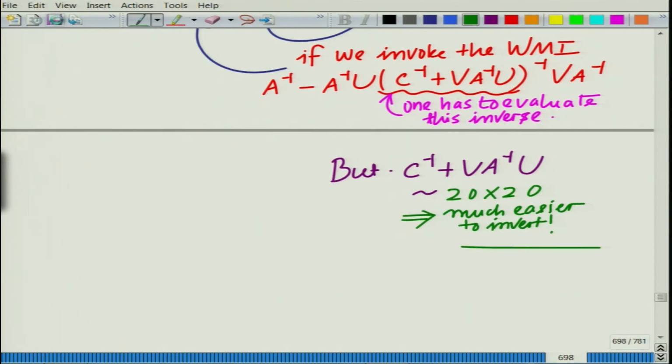That is the point. So C inverse plus V inverse U is 20 cross 20, which is much lower than the 500 cross 500 matrix that we had initially. So this is much easier to invert. Therefore, the Woodbury matrix identity (WMI) can significantly simplify matrix inversion where UCV is low rank and A inverse is already known or easy to evaluate. Such scenarios occur very frequently in practice, especially in signal processing and machine learning.